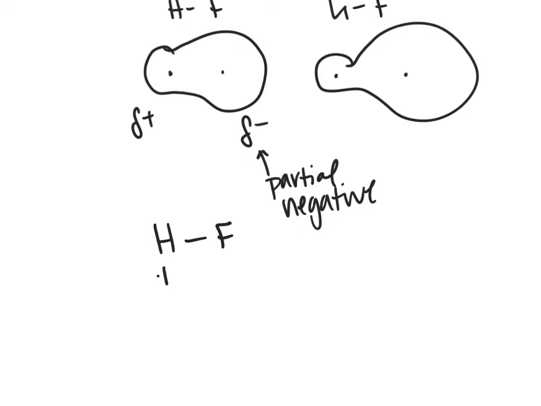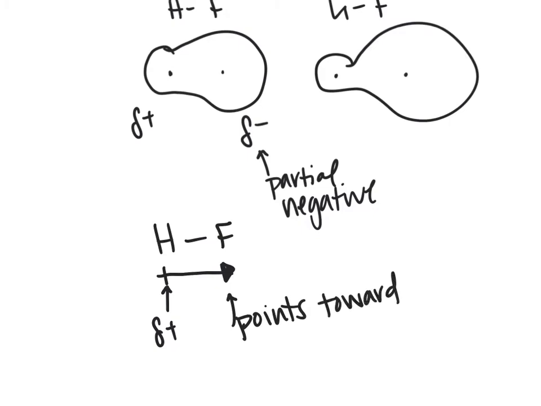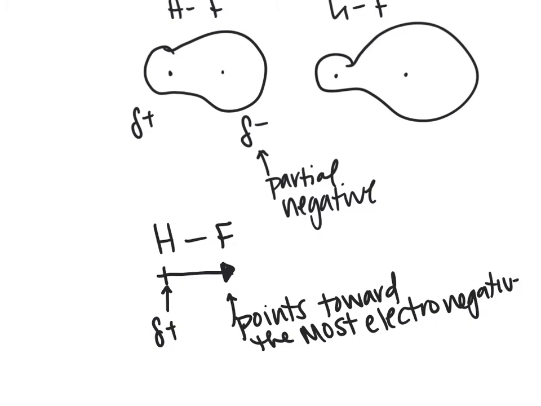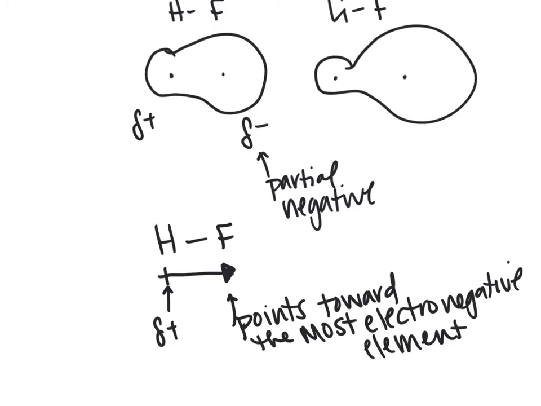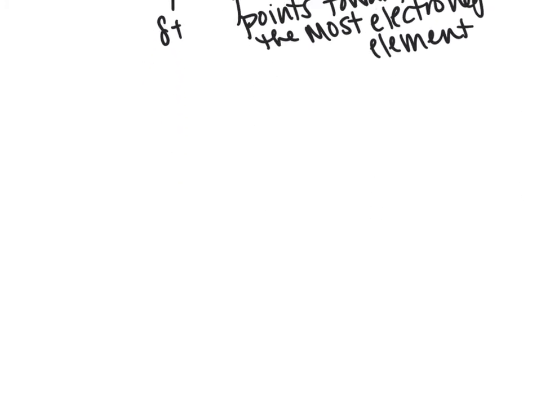And so we draw that with an arrow, where the plus sign is on the delta plus, and the arrowhead is on the negative, or the arrow points to the most electronegative element. So in this case, HF, fluorine is more electronegative than hydrogen, thus it hoards more of the electrons. So let's think about what this means.